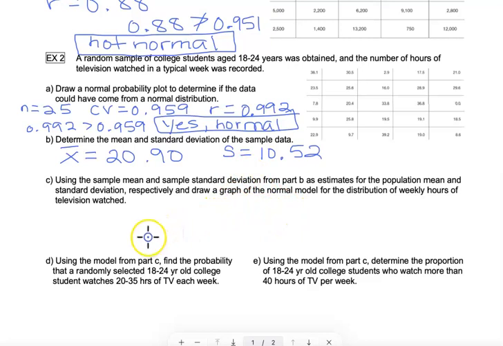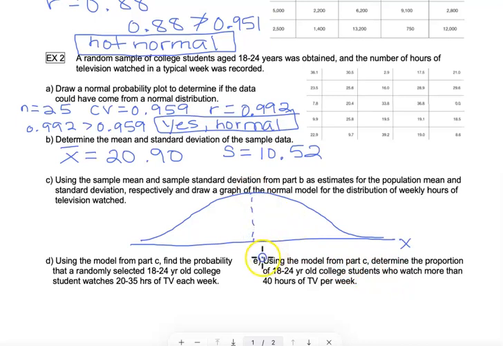So we have been used to drawing a normal curve. That is what we are going to do here. So don't have room for a very high peak. Random variable x, in this case my peak, my mean, is going to be 20.9.